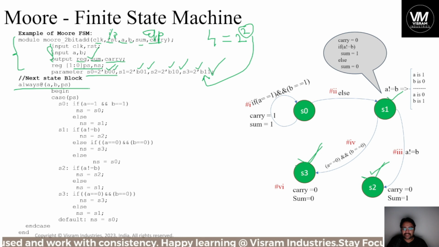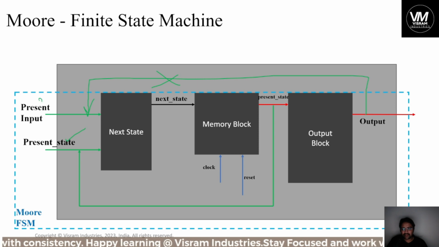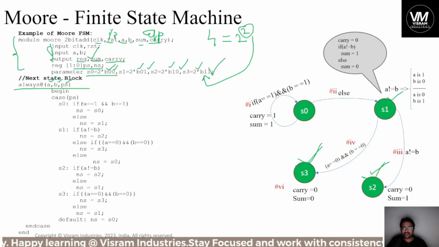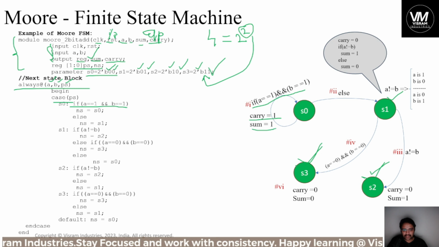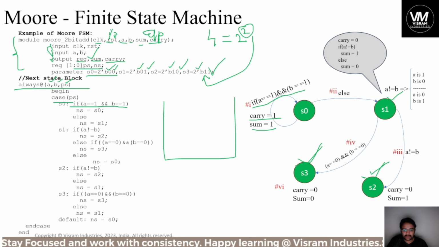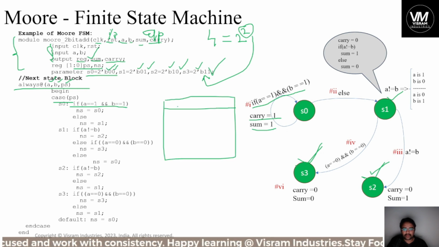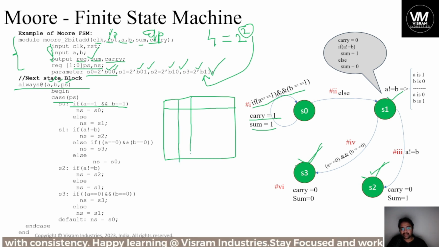Same way, the next state block starts with A, B and present state, and A comma B. Okay, and for the case if A is equal to 1 and B is equal to 1, carry is equal to 1 and sum is equal to 1 for this state. So we have seen the truth table. I am writing it again. Same half adder with 2 bit additions. That same hardware can be implemented with the Moore FSM as well, just to make you understand.